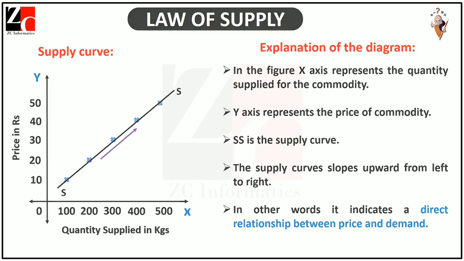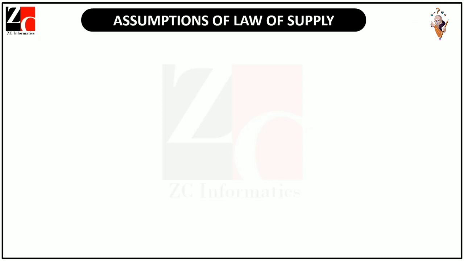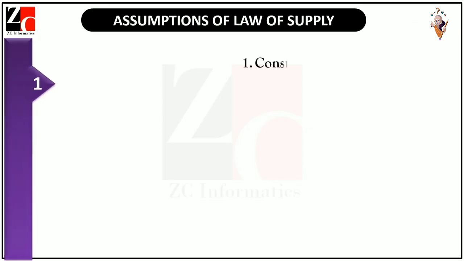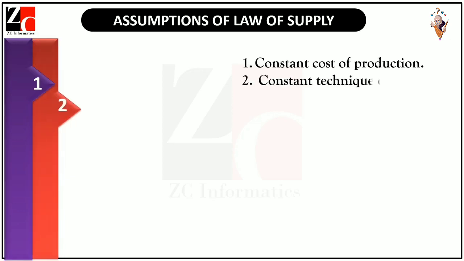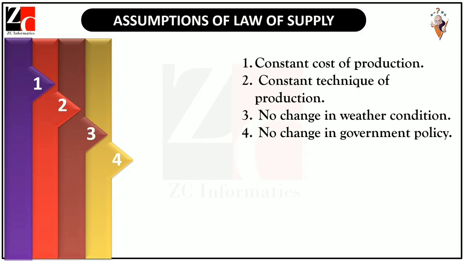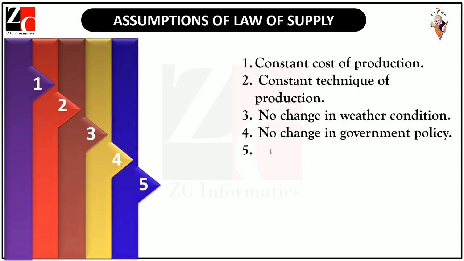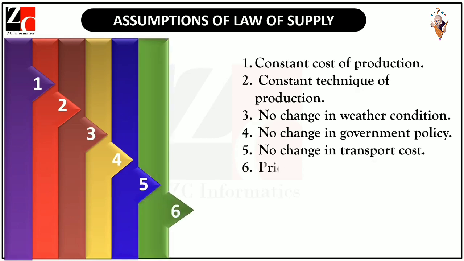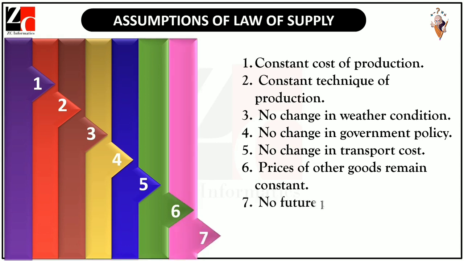Assumptions of law of supply. Point number 1. Constant cost of production. Point number 2. Constant technique of production. Point number 3. No change in weather condition. Point number 4. No change in government policy. Point number 5. No change in transport cost. Point number 6. Prices of other goods remain constant. Point 7. No future price expectations.